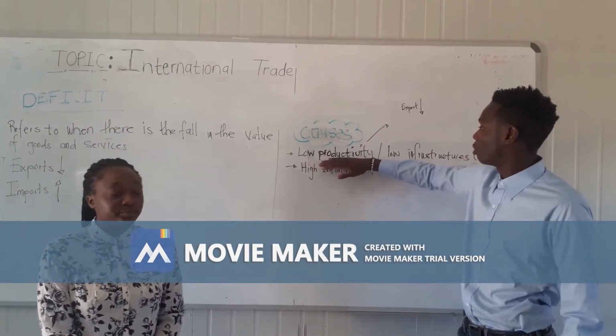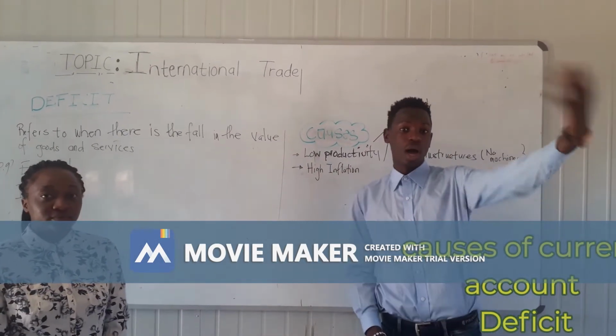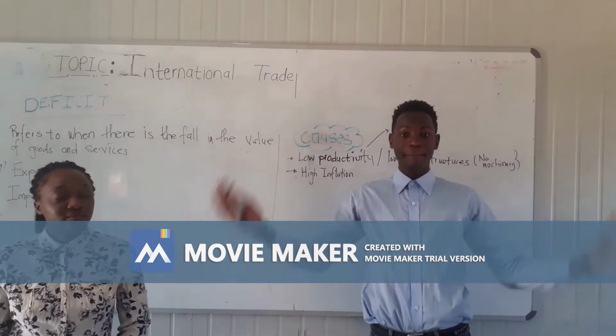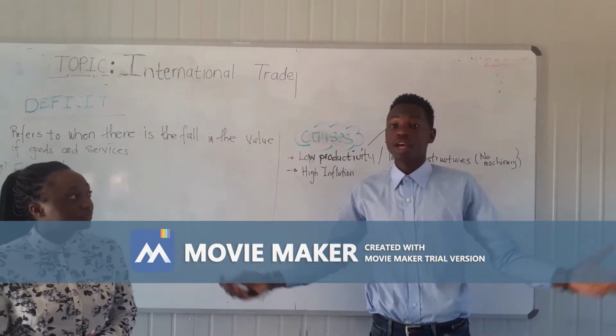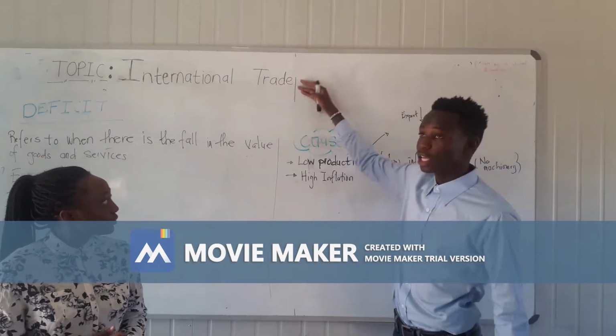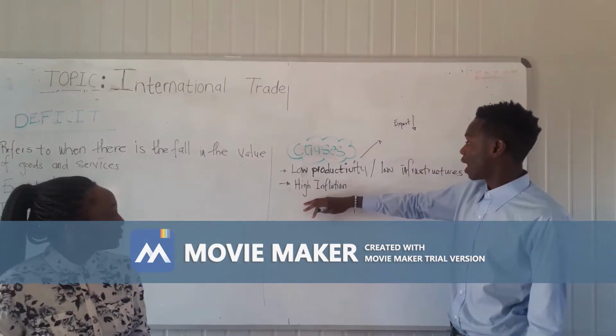Point number one, low productivity. Let's say, for example, Namibia exports beef to other countries, and all of a sudden the beef industry explodes or something. So the productivity will decrease, and that will have an effect on the trade balance, which was the initial topic. Point number two, it's high inflation.